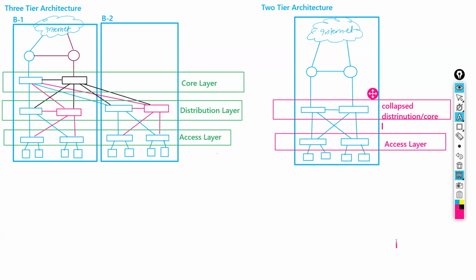Core layer. This is how this works, which is combining the features of both the layers, distribution also, core also. So that means both the functions will be done here, inter-VLAN routing and all those things will be configured here. Okay. This is clear, the two-tier architecture.